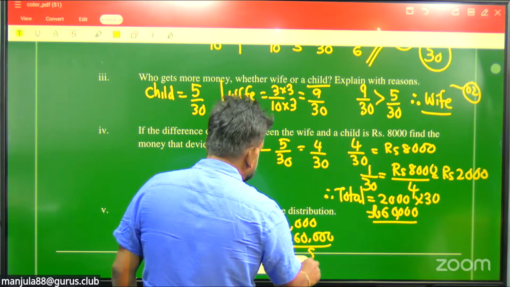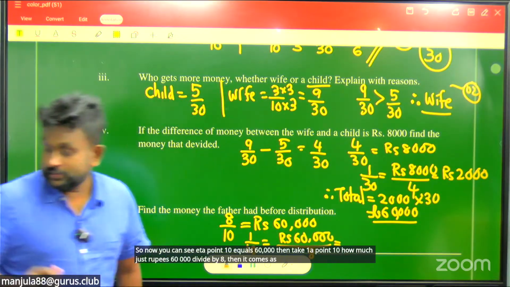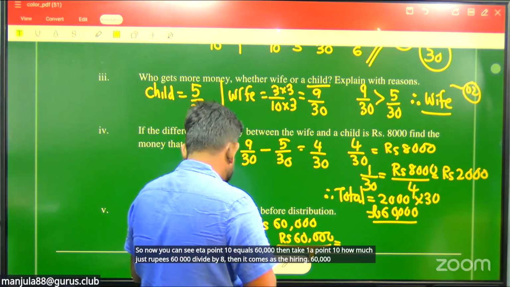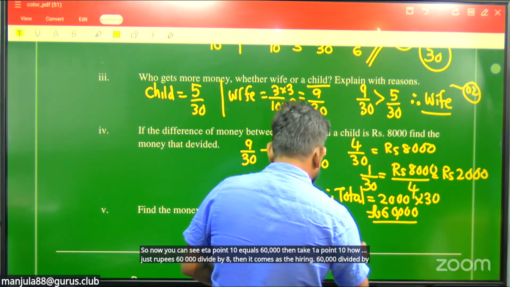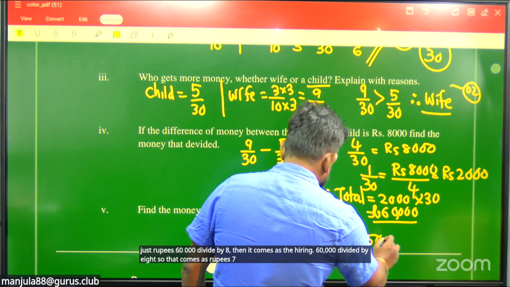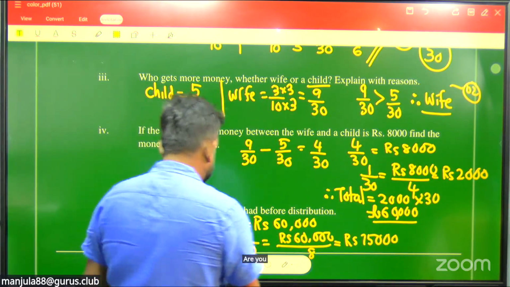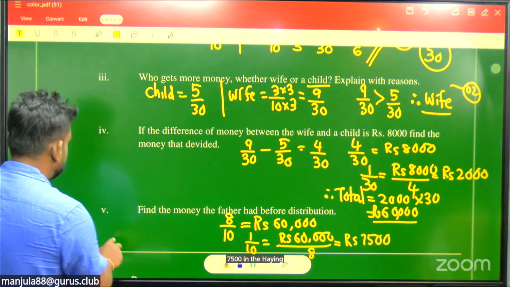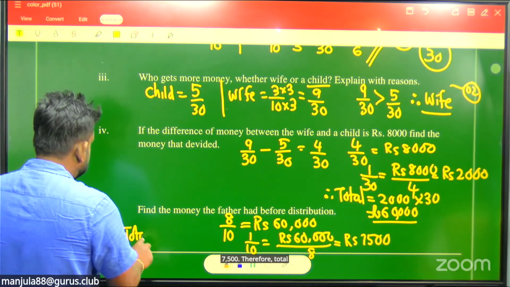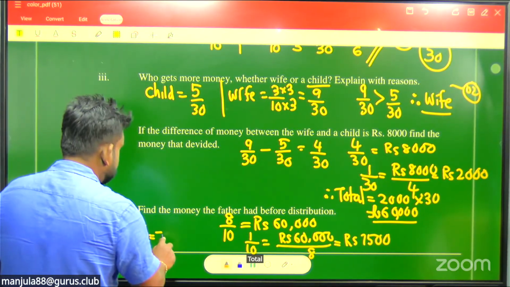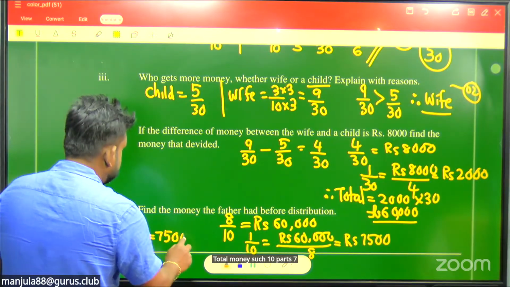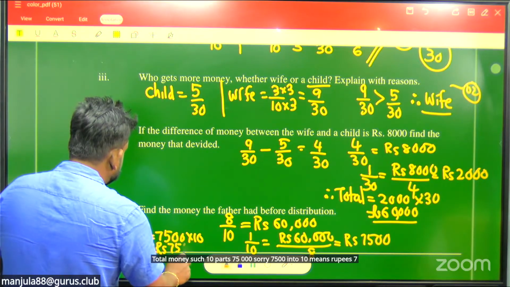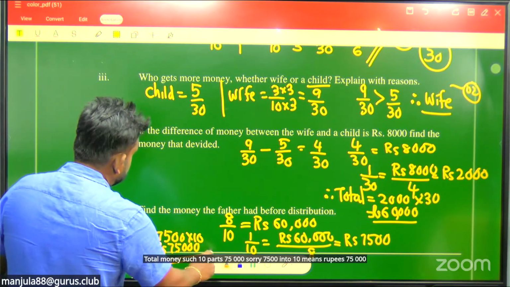divided by 8. Then it comes as 10න් එක කොටසක් හොයන්න, 60,000 divided by 8. So that comes as rupees 7,500. හරිද? 7,500. එහෙනම් ඒ 10න් එක කොටසක්. Therefore, total money the father had, such 10 parts. Sorry, 7,500 into 10 means rupees 75,000 father had. So you have 2 marks there.